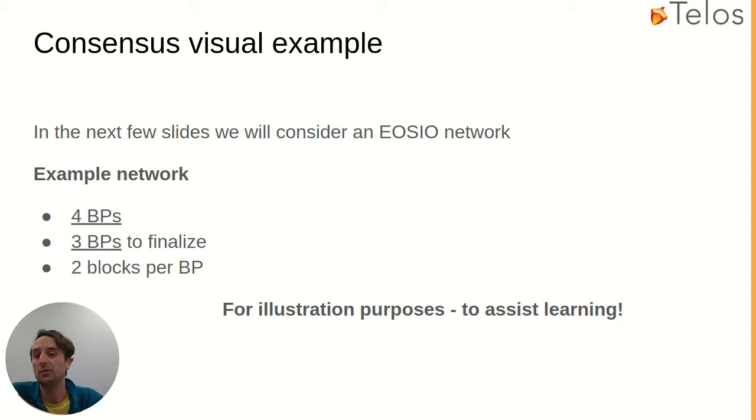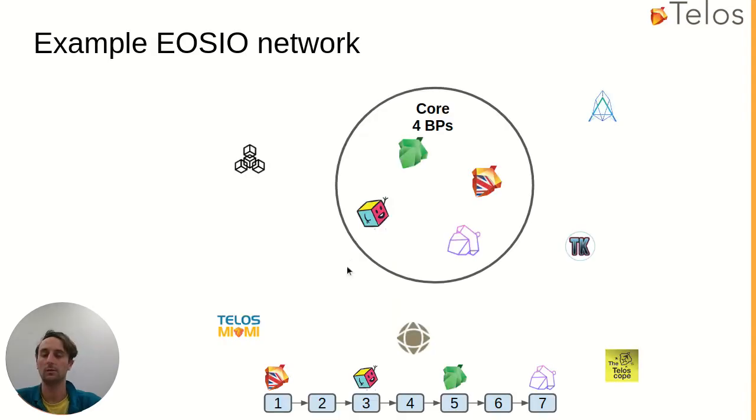So in the next few slides, we're going to consider an example EOSIO network. The example is going to have only 4 BPs, so you need 3 out of 4 to finalize, and each BP only creates 2 blocks. This is done just for illustration purposes because my screen doesn't fit 21 block producers. It'll just be too confusing.